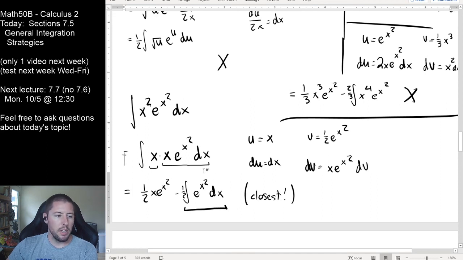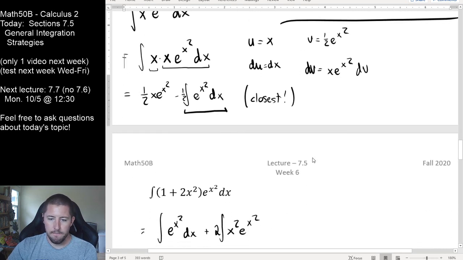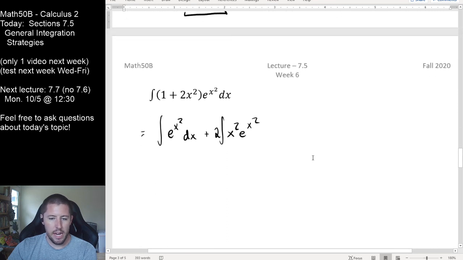This is a simpler integral objectively right here. It's still not a doable one, but it's a simpler one right there. But still, I can't do that. So it looks like we're still stuck right here, right? So this seems like a good idea though. And the thing I'm noticing here is that maybe this is going to be a good idea over here.